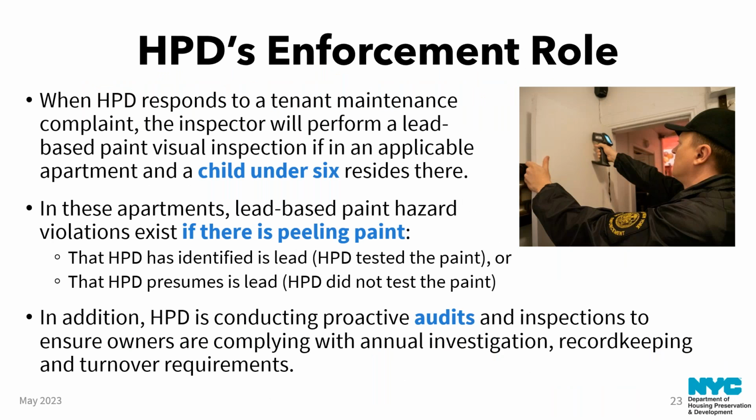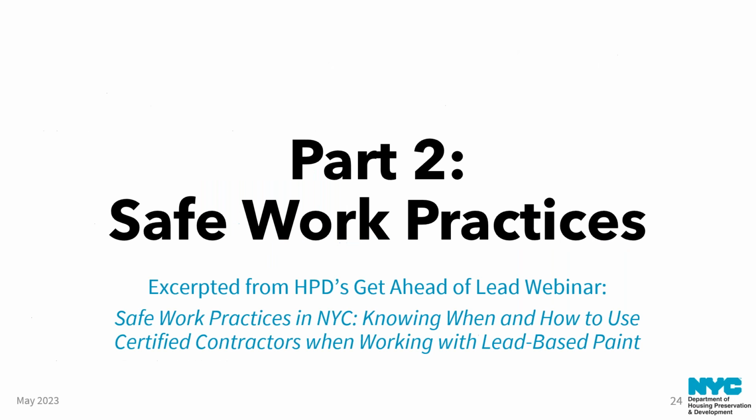Very quickly, we'll mention HPD's enforcement role. Our inspectors are always checking for peeling paint in buildings where Local Law 1 applies and in units where a child under 6 resides. And in addition, we are selecting buildings for audits and inspections to make sure that owners have records documenting their compliance with the annual investigation, record keeping, and turnover requirements. So that is where HPD comes into the picture. But again, all of these rules do apply for building owners, even if HPD hasn't selected your building for an audit or HPD hasn't visited your building. The expectation under the law is that owners will be following these rules regardless.